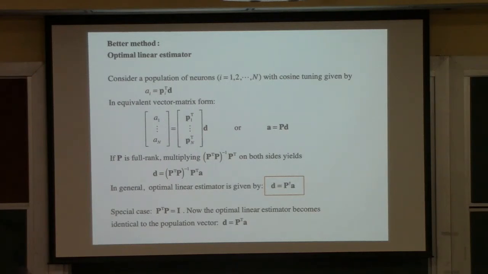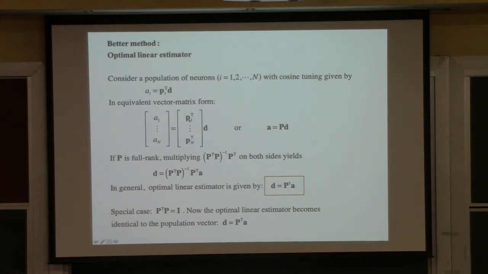So similar to this, we said the optimal linear estimator we considered before, right? With the optimal linear mapping, it's very similar to that. So the idea is that suppose you have a bunch of neurons, their activity. This is a better method, some improvement. The activity is a kind of cosine tuning. It's basically the preferred direction dot product with the actual directional movement d. All right. Suppose you have a bunch of neurons, you can write this in a vector matrix form, right?